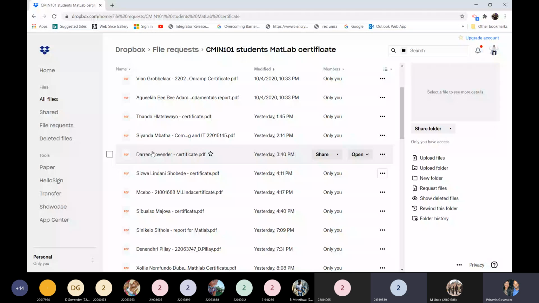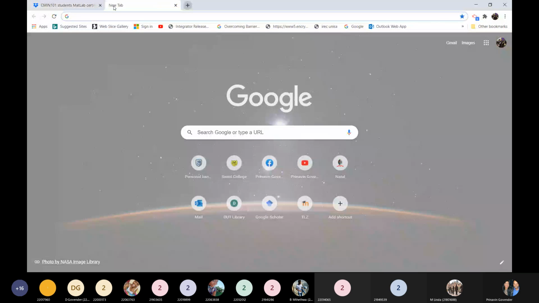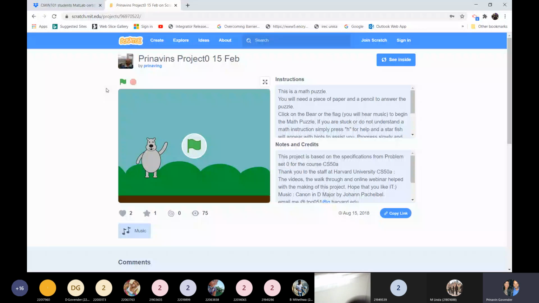All right, so if there's no questions, I'm going to move on. The next thing I wanted to do is to include your Scratch project. So here's my Scratch project. I'm going to access it. Now, in order to access Scratch, you go to scratch.mit.edu. And last week, I had helped 2 students to create a Scratch account. So basically, to join Scratch.